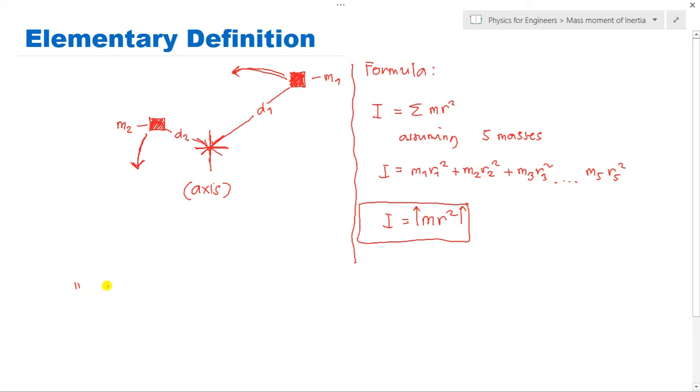Now, in mechanical engineering, we can use this principle in analyzing the motion of our flywheel.